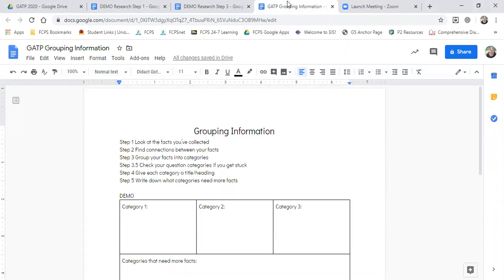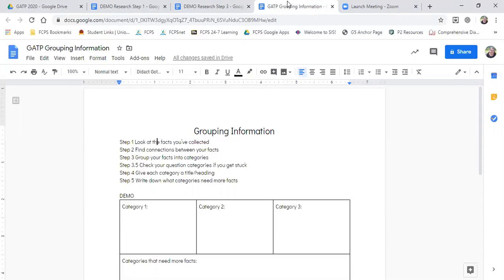So we're going to start looking at the facts we've collected, and our step 2 is going to be finding connections between those facts. And then once we have those connections, we're going to use those to group our facts into categories. We're going to check our question categories if we get stuck, and then we're going to give each category a title or a heading. And the reason why we're doing this is so we can figure out what categories or groups of information are going to need more facts. This is kind of like a checking point once we see what we have, so we can see what groups of information we need to kind of go back and hit some more in our sources.